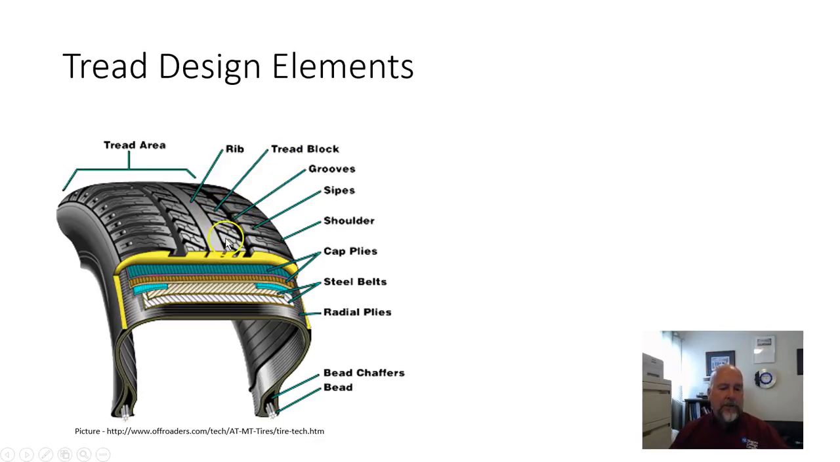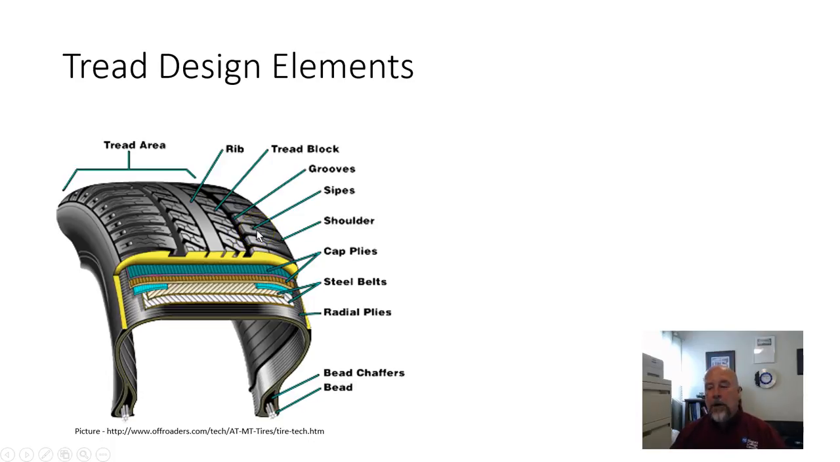Tread blocks. These blocks can be arranged in any number of ways, but you can see that the tread surface is built up of rubber blocks. They have spaces in between, grooves right here. A groove would run around the tire. You have the grooves running out this way laterally to help clear water from underneath.